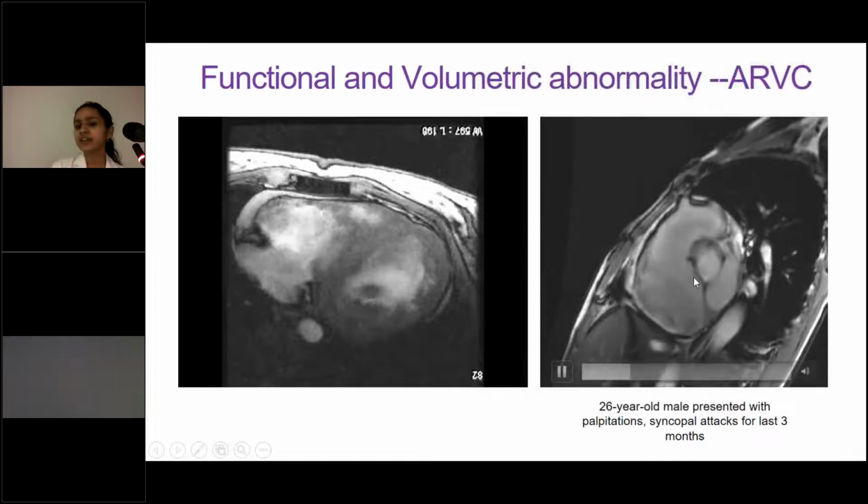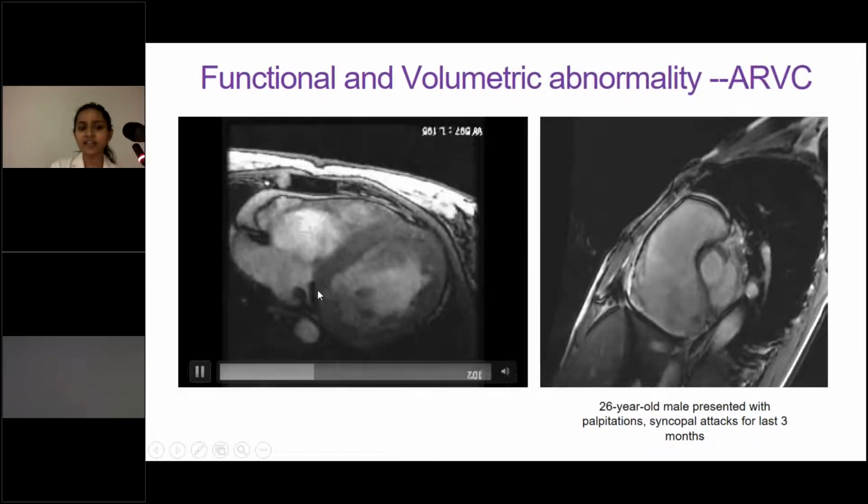So in this case, this is the right ventricle, and we can see that the right ventricle is dilated, and while the rest of the myocardium is contracting, this is the right ventricular outflow tract, and in this subtricuspid region, we can see that there's a segment of the myocardium which is bulging outwards instead of contracting during systole. And therefore, this is a dyskinetic segment.